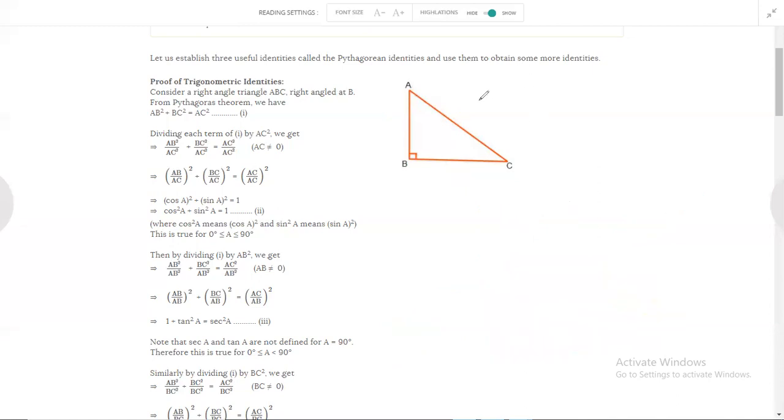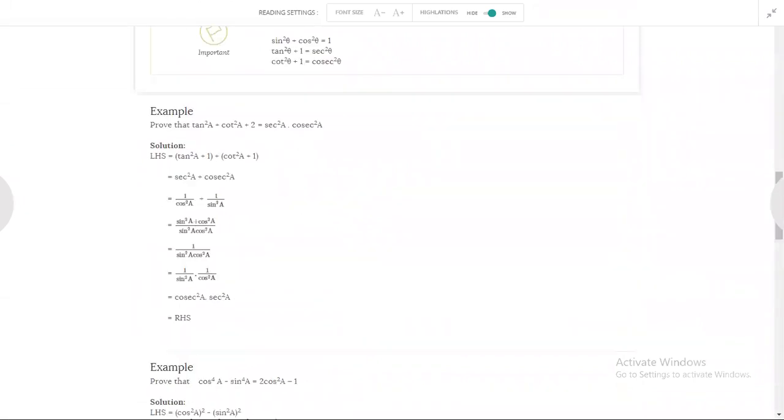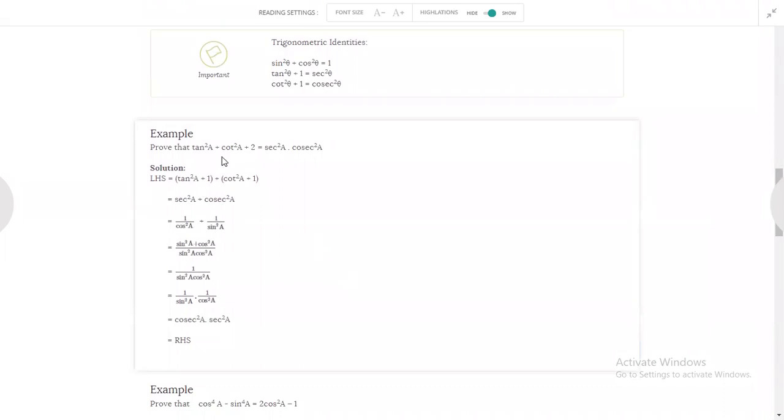Now we will see few questions, how to do the questions related to these trigonometric identities. So this is one of the examples. Prove that tan square A plus cot square A plus 2 is equal to sec square A into cosec square A. The first thing that you check here is, in all these questions, this is the LHS, the left hand side, and this is the right hand side.